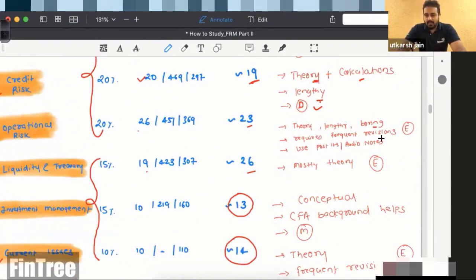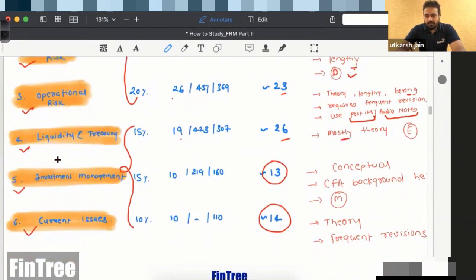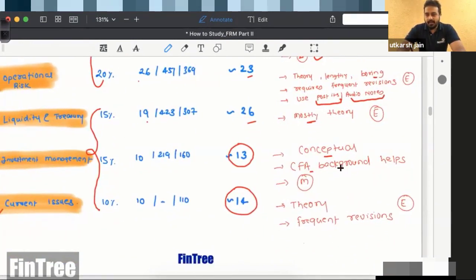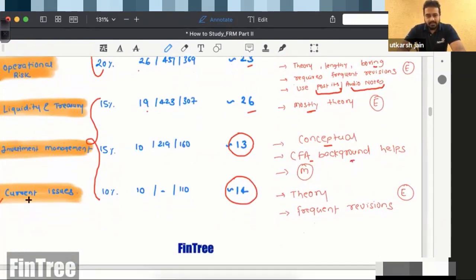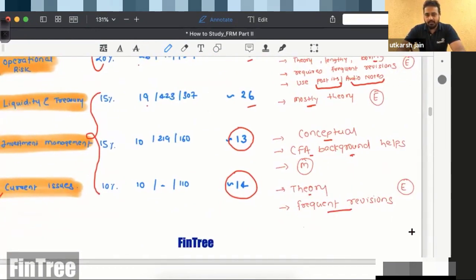It requires a lot of revision because you tend to forget, so you need frequent reviews. Some of the tips given were to make use of post-its, like those sticky notes, or maybe audio notes for revision purposes. Liquidity treasury is mostly theory. Investment management is conceptual. If you have a CFA background, especially CFA level 2, that comes in very handy. And current issues is again mostly theory, and it requires frequent revision.